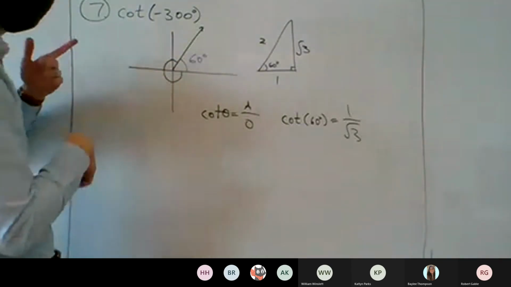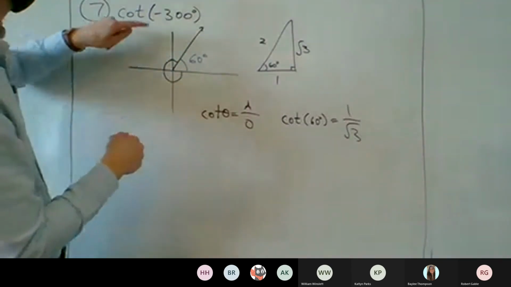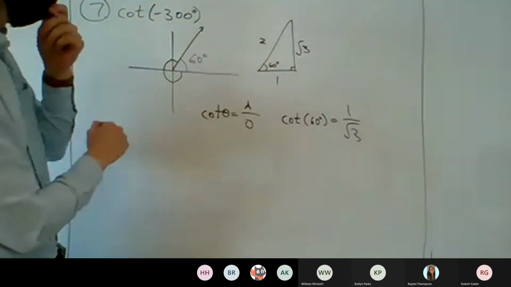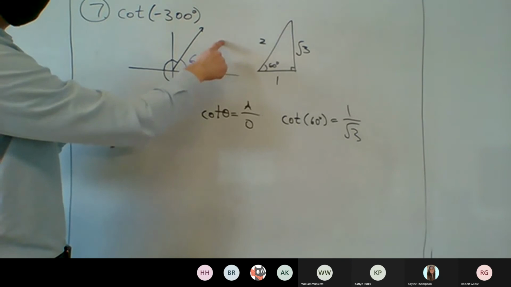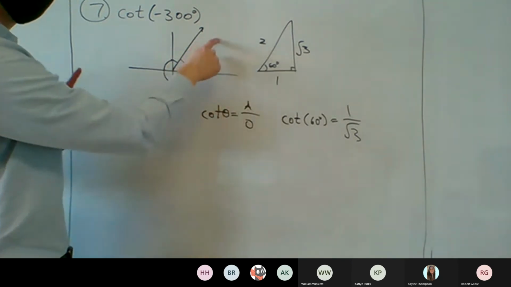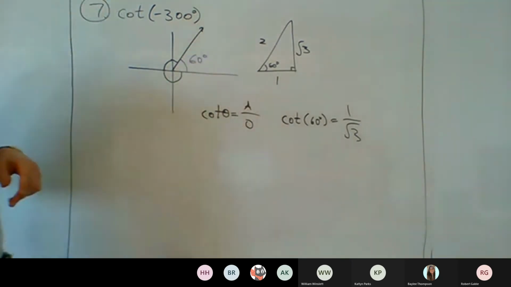Cotangent would be negative where tangent's negative, and tangent would be negative in quadrant 2 and quadrant 4. Tangent is positive in 1 and 3. Hence, cotangent's going to be positive in 1 and 3. Hence, this is the answer.